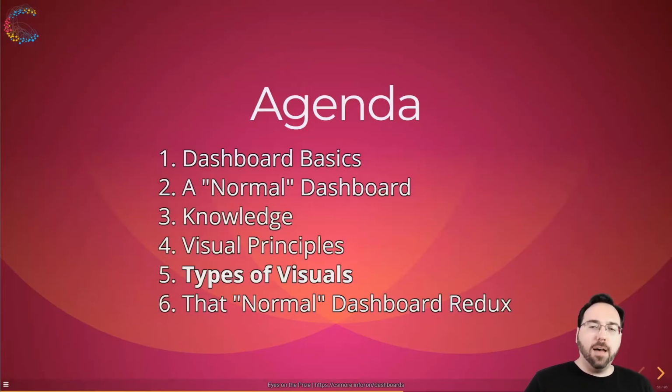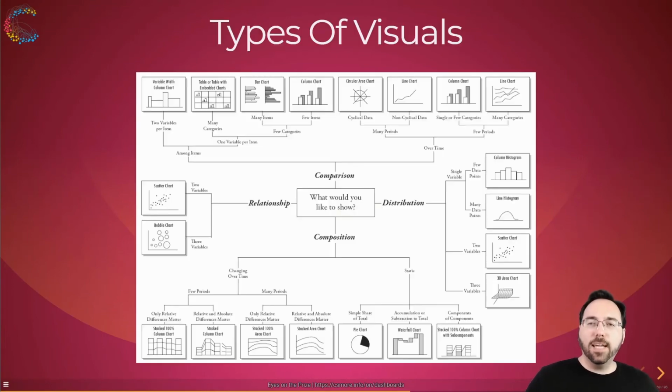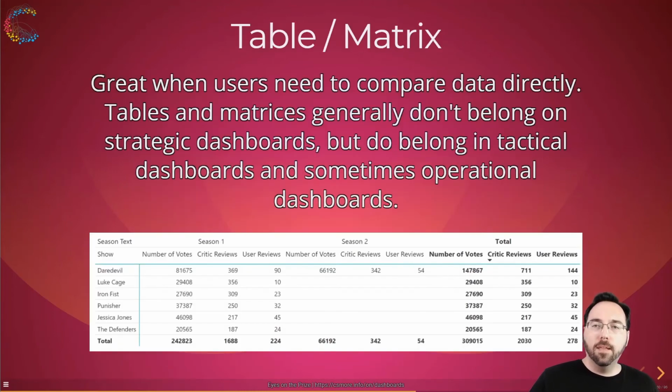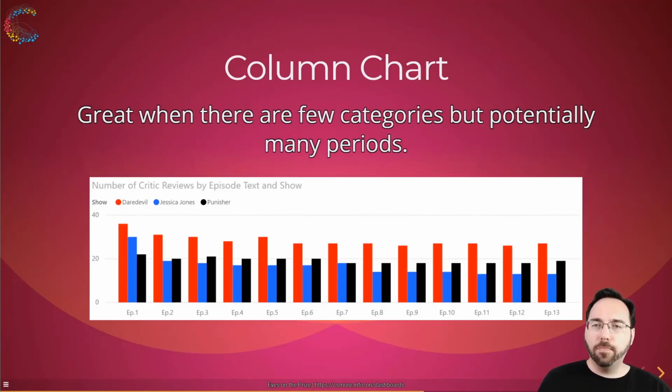Let's talk a little bit about types of visuals. And in this section, we'll talk about any of the visuals on this chart. The first is just a simple table. It's easy to forget that tables and matrices are visuals. If you need to simply compare numbers, this can be an effective technique. I don't put these on strategic dashboards. I generally will put them on a tactical dashboard. Sometimes I'll put them on an operational dashboard. But strategic, usually there's a better way of showing the data.